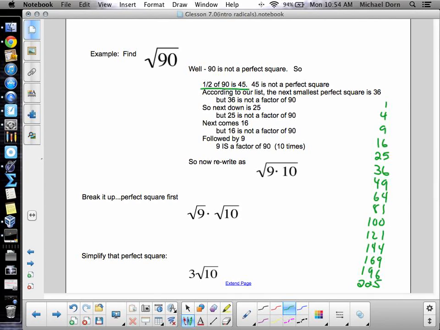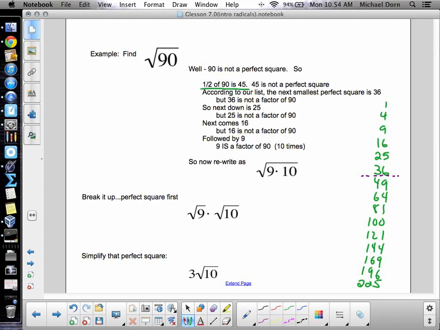So I start, 45 is my starting point. 45 would be right about here. And I start testing numbers less than 45 to see if they go evenly into 90. So I start checking. 36 is the first one. 36 is not a factor of 90. How did I know that? I probably took out my calculator, I did 90 divided by 36, and see if I get a whole number. If I do, fantastic. If I don't, continue on.